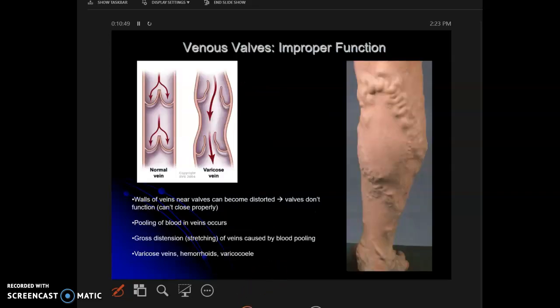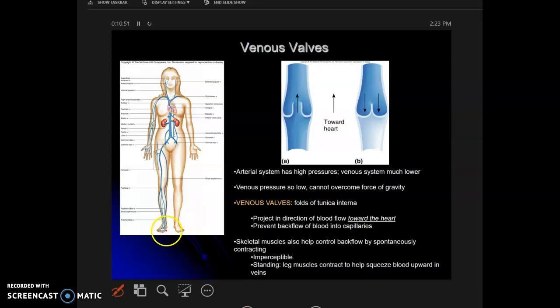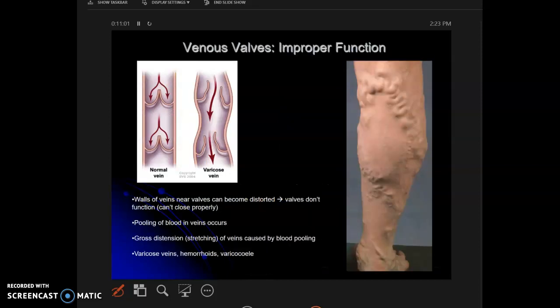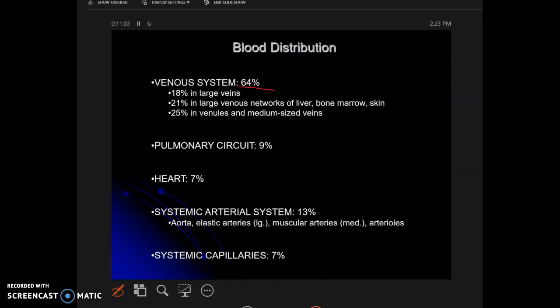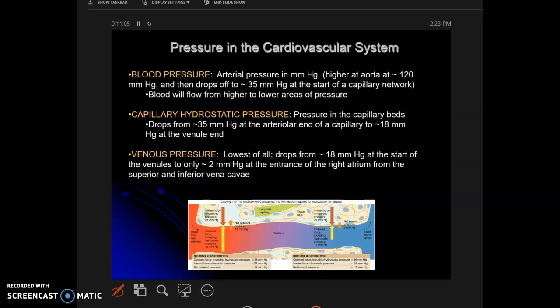Now don't forget, with the veins, the blood is flowing back. So the blood is going to be under low pressure. It's going to take time for it to return the blood to the heart, okay? Going down through the arteries, the blood is going to be really fast.